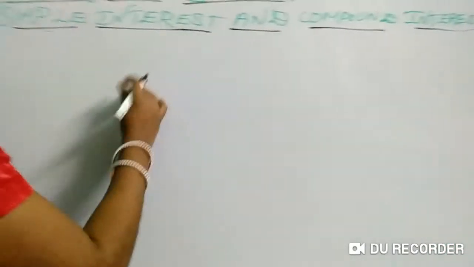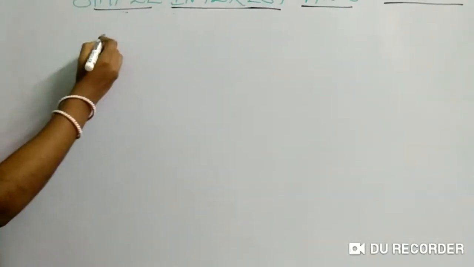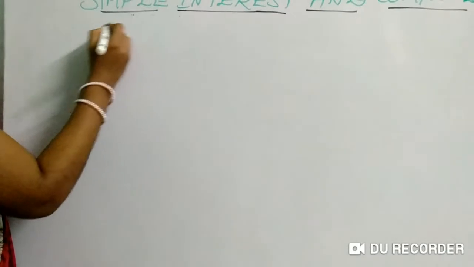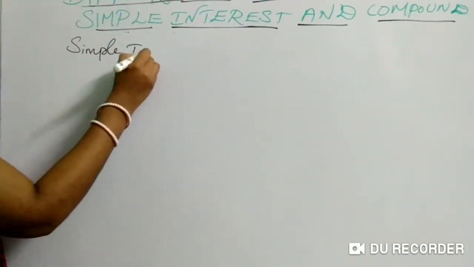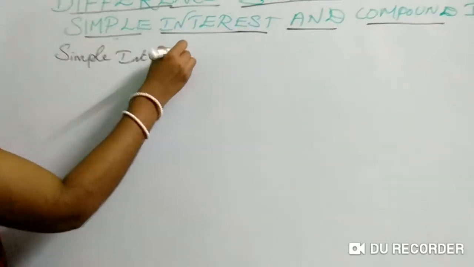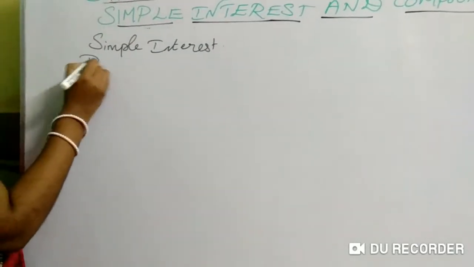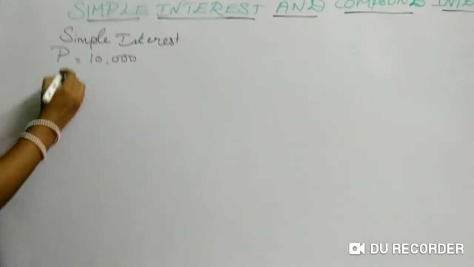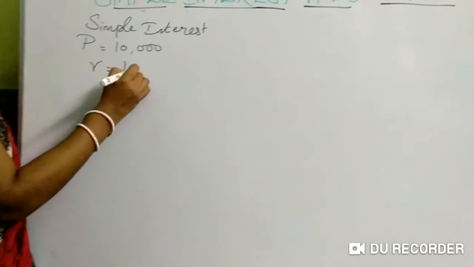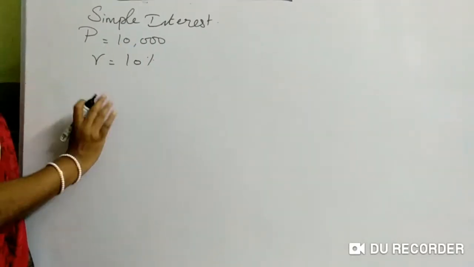Let us see by a simple example. I am explaining these two things. For example, first consider the simple interest. In this, if I am taking an example, the principal as 10,000, simply I am taking the example as 10,000 and the rate of interest as 10%. To make the example easy, I am taking simple values.